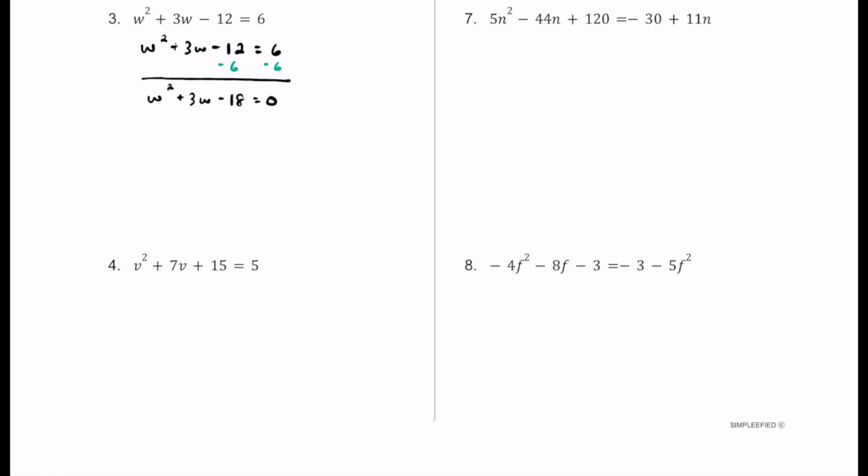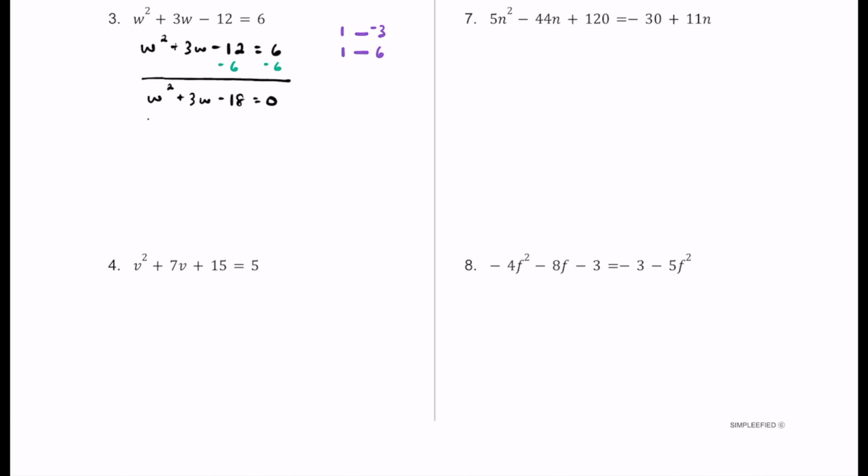The coefficient for w squared is just 1, so we can put 1 and 1. And then for negative 18, we need a positive and a negative, and they have to be 3 apart. I'm going to go with negative 3 and positive 6. This would be negative 3x, this would be positive 6x. Combining those would be positive 3x.